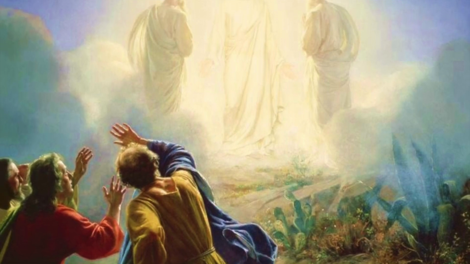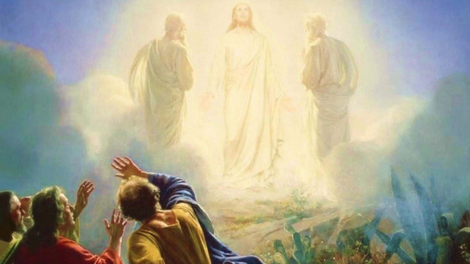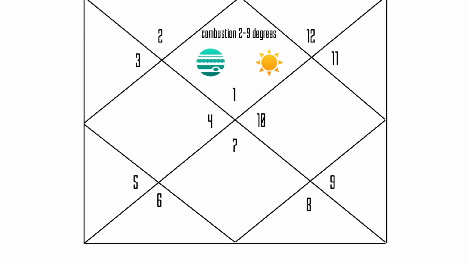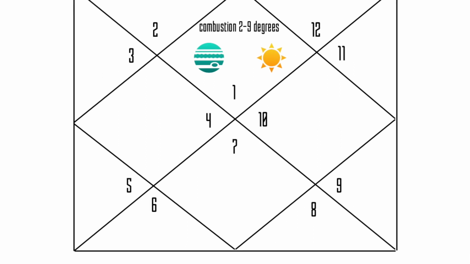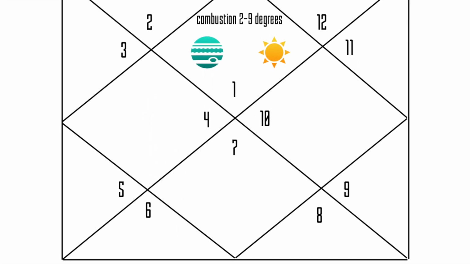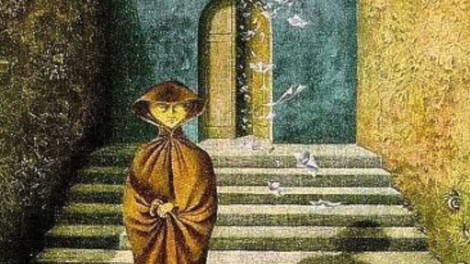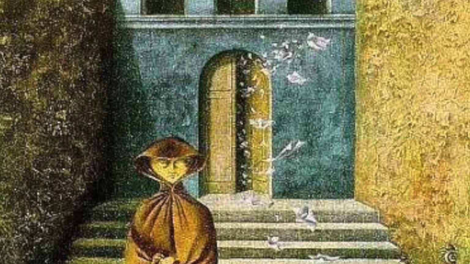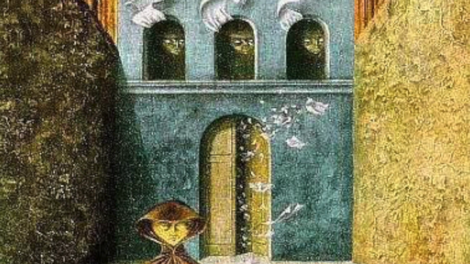The planet will not be able to produce the results as it would be overwhelmed by the sun and its powerful rays. So combustion happens when a planet is within 2 degrees to 9 degrees of the sun. Any planet within this zone becomes combusted. So the natural significations of that planet would be troubled. You can go back and look at the planet series to see all the significations of the planets.